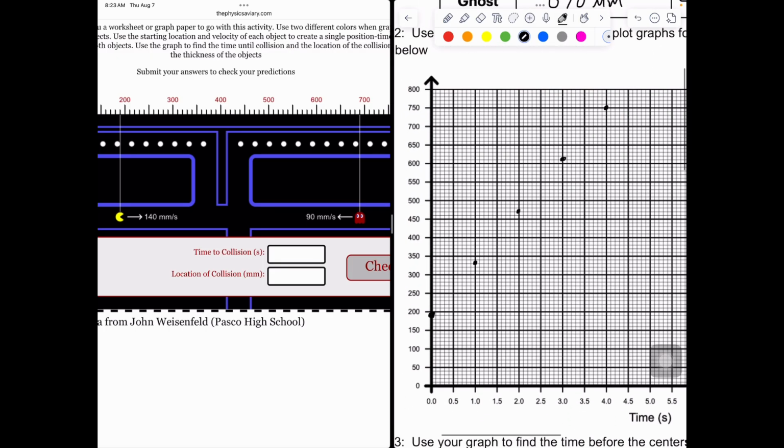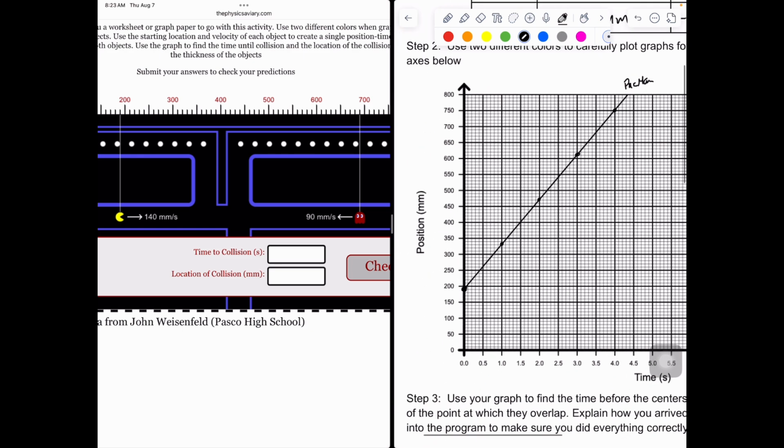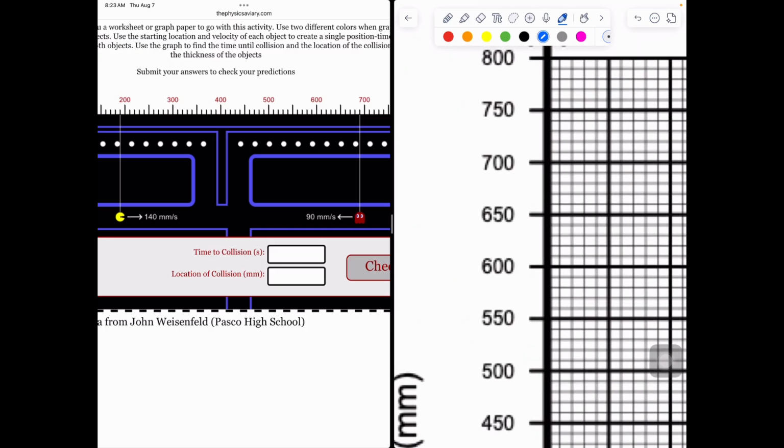Now when you get your dots, go ahead and click on the shape menu option in Kami and draw yourself a nice straight line through that. And that, of course, represents Pac-Man. Now, switch your colors. My ghost starts at 690, so I'm going to make a plot at 690.